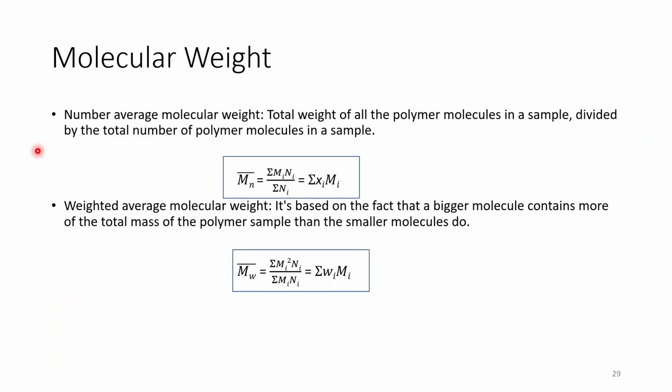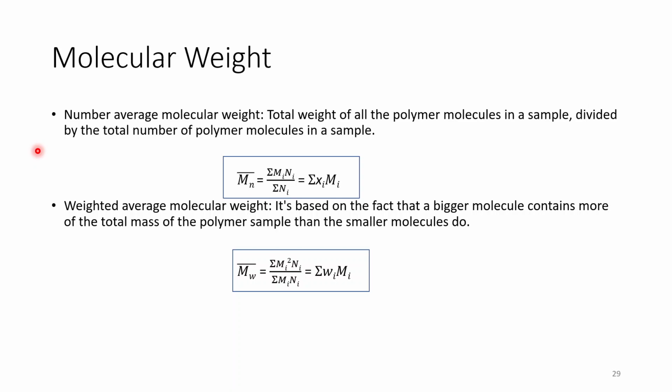Next up, you have two types of molecular weights for polymers. First is number average molecular weight. In this case, you divide the entire molecular weight of the polymer by the number of molecule chains. So the total weight of all the polymer molecules in a sample is divided by the total number of polymer molecules in the sample. So this is the formula that you use.